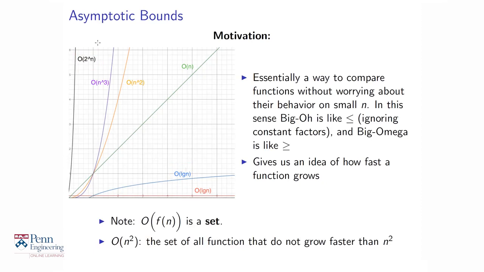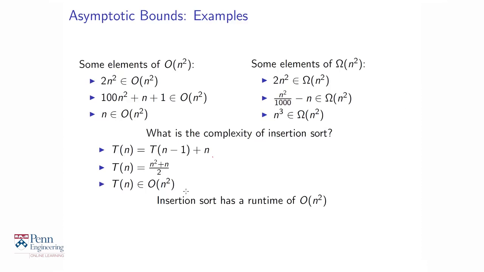So technically speaking, this is a detail here. Order f of n, for any function f of n, is actually the set of all functions whose growth rate is the same or less than the growth rate of f of n. So order n squared is the set of all functions that do not grow faster than n squared. Here are some examples of asymptotic bounds. If you look at order n squared, it's the set of all functions that grow as fast or less fast than n squared, slower than n squared.